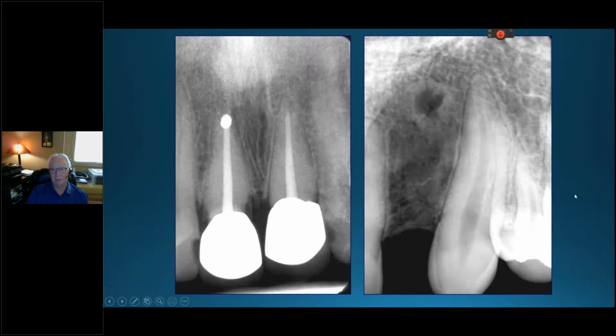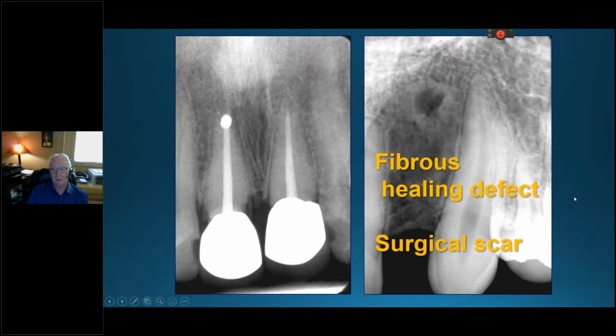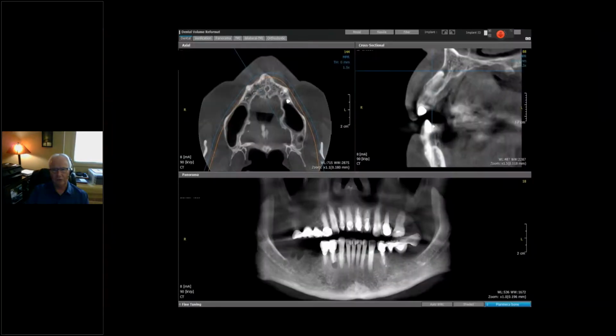But to me, that's a classic fibrous healing defect or surgical scar. I see these quite a bit. Root canal procedures, apicoectomies, are still done quite routinely.